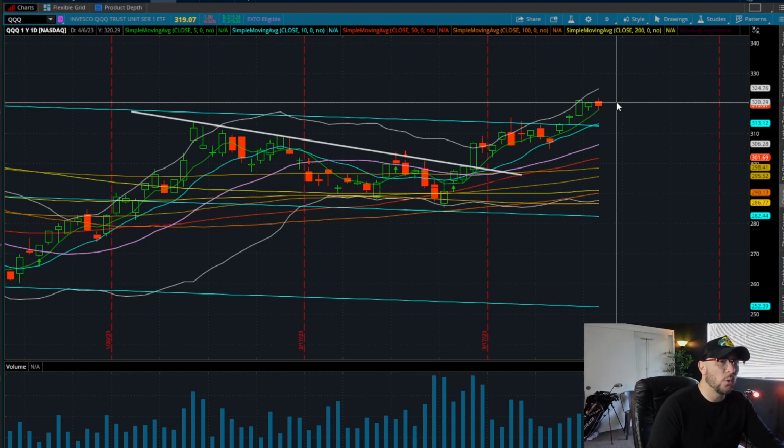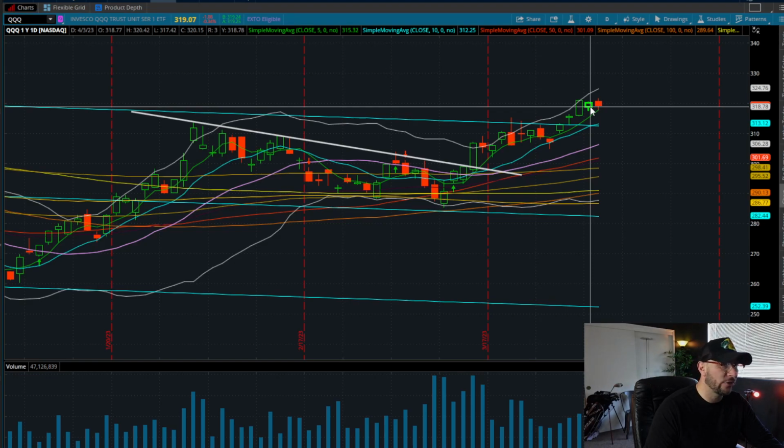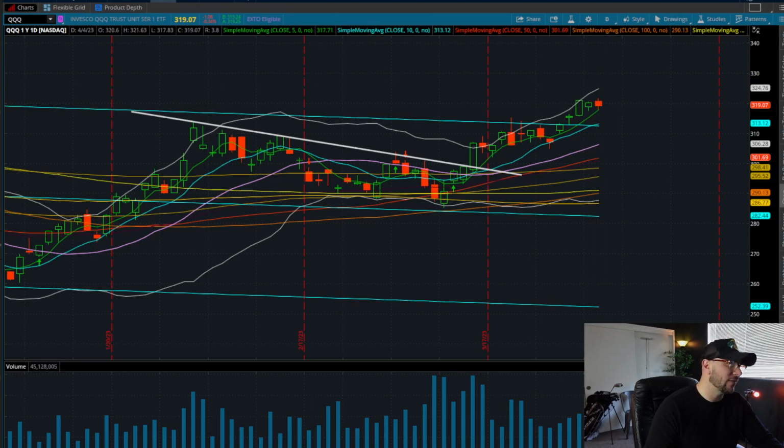Again, if you do want to take a short scalp position, we're going to want to use yesterday's lows, which is the third, and that price is around 317.45.